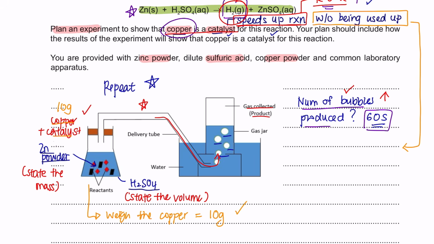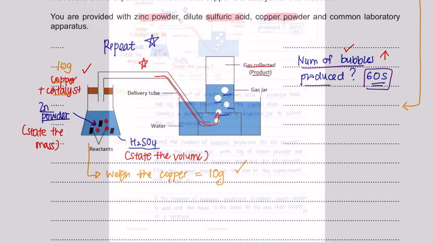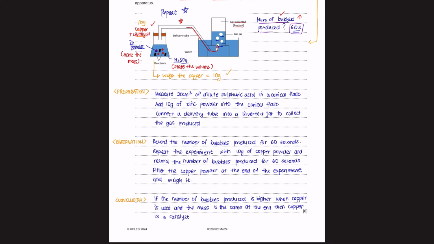So let's write all of this into our answer space. So for the preparation, you're going to measure 20 centimeter cube of dilute sulfuric acid and 10 gram of zinc powder. Make sure to mention the volume and the mass that you are using during any experiment performed. You're going to connect a delivery tube into the inverted jar to collect the gas produced. So this is the setup of the experiment.